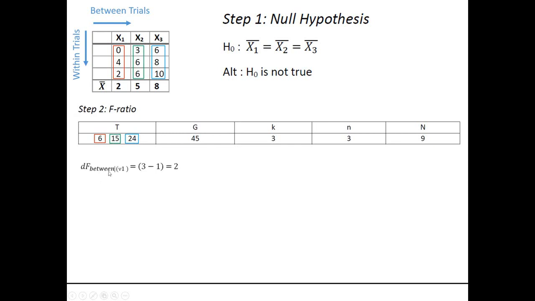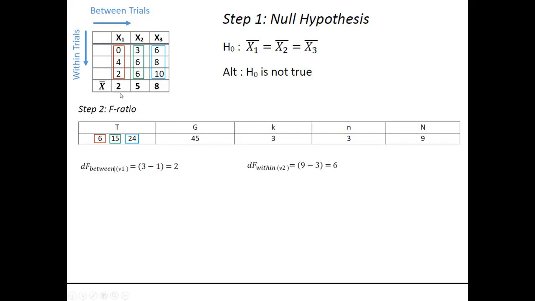So the first thing I calculate is the degrees of freedom between groups. I have 3 groups, so it's K minus 1, which will be 2. I call this degrees of freedom between, but I also call it nu 1, because one table that we'll look at very soon calls it nu 1, so you can use that as a reference.